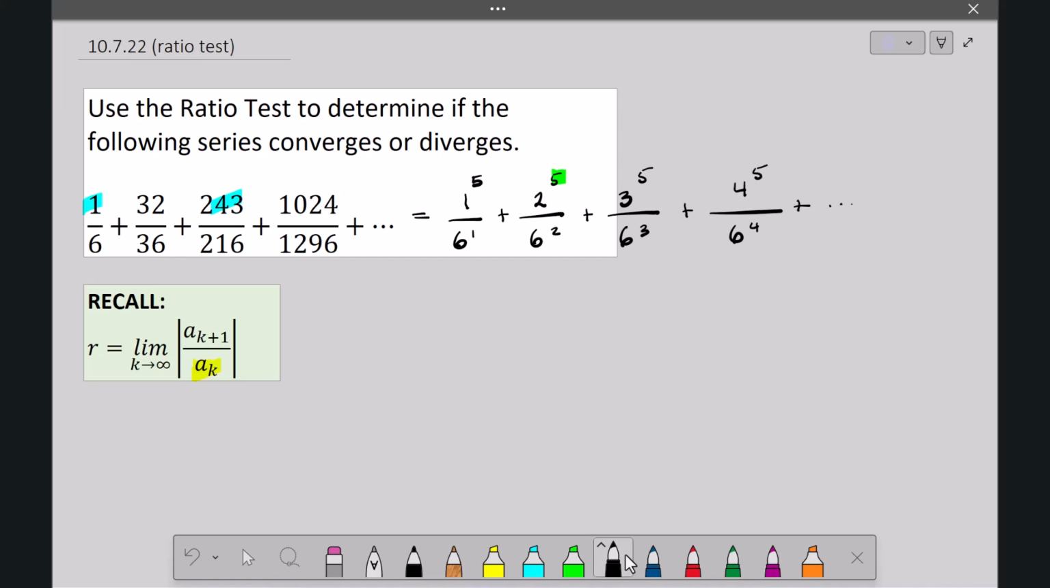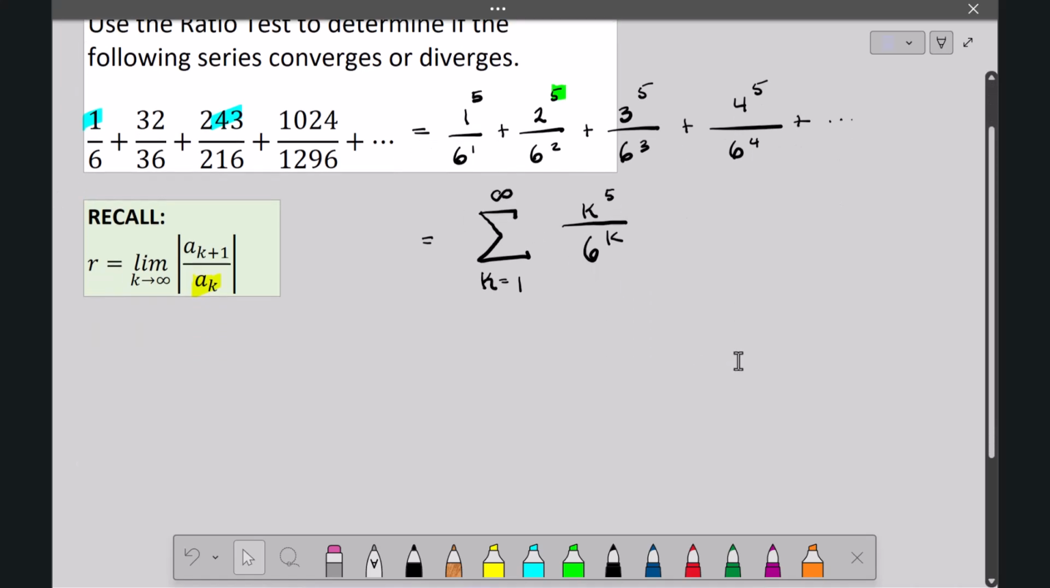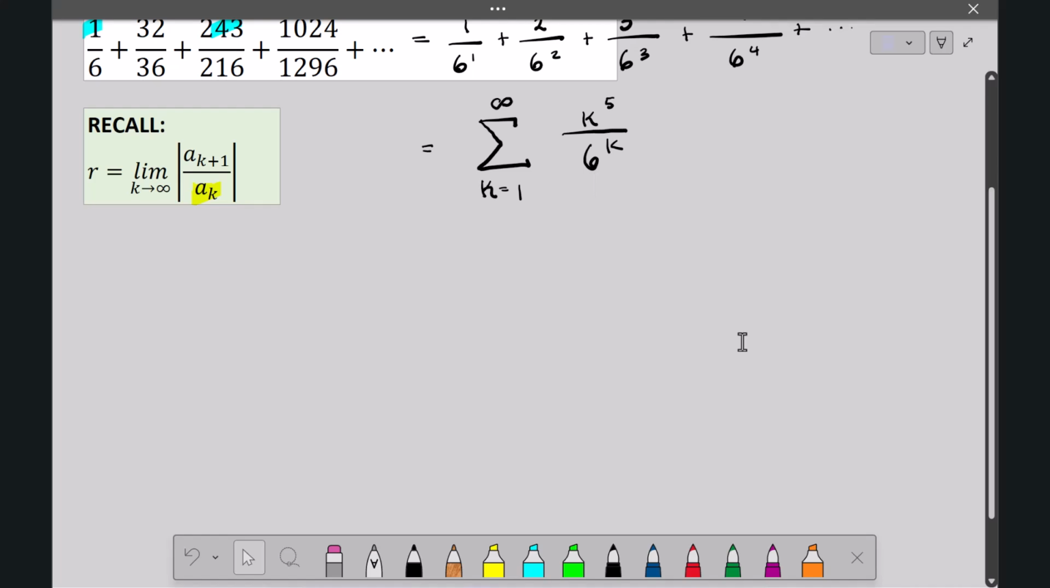So that tells us that our closed form, our summation notation for this series, is going to be k equals 1 to infinity. We're going to start at 1. And we will have k raised to the 5th power divided by 6 raised to the k. So now we have our a sub k. So we can form the ratio that we need for the ratio test.